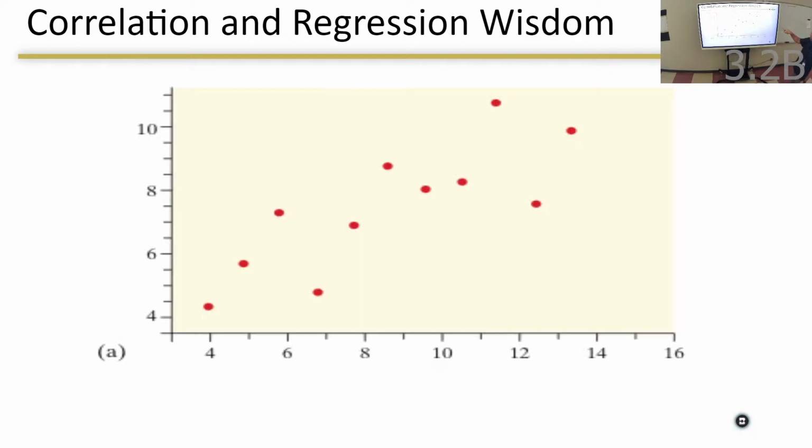Correlation, regression. Oh, I remember this. Look. Good? Scatter plot? X, Y's? Moderate, strong, positive, linear association? Good?